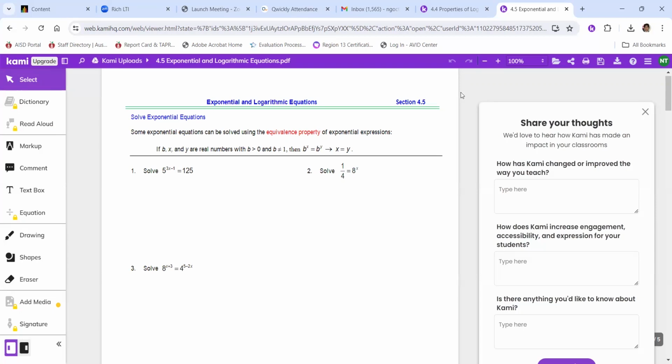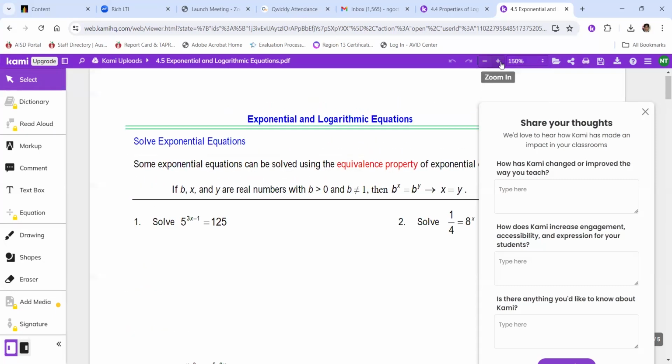Okay, so let's start with the exponential equation. We are going to share with you different tools to solve the exponential equation.